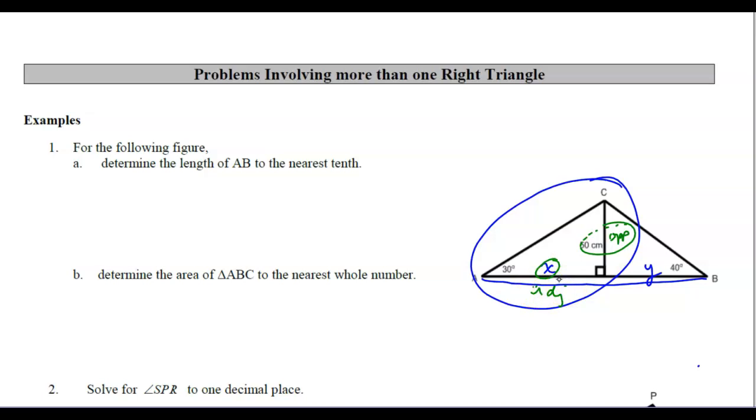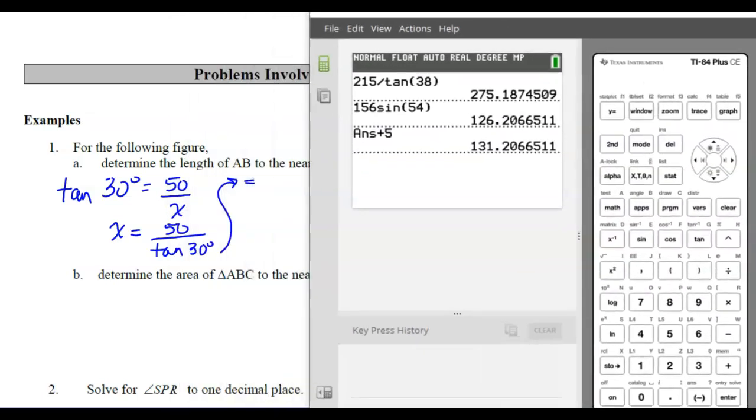Well, opposite over adjacent is tan. So take a look at your formulas. I'm going to set up my equation. Tan of 30 is opposite over adjacent. If I'm looking for the adjacent, and it's in the denominator in this case, remember, if it's in the denominator, you divide. So x equals 50 divided by tan of 30. Again, check your calculator, make sure it's in degree mode.